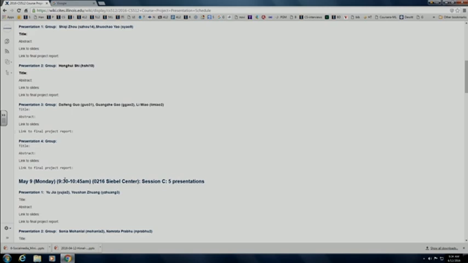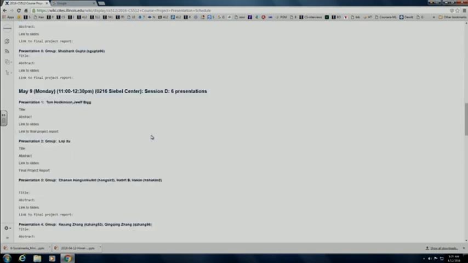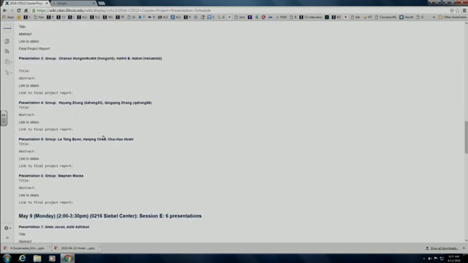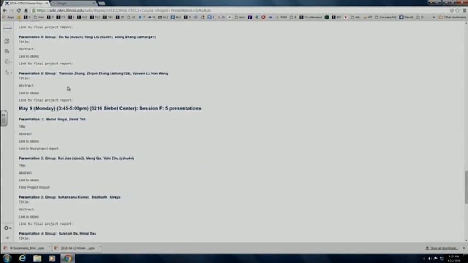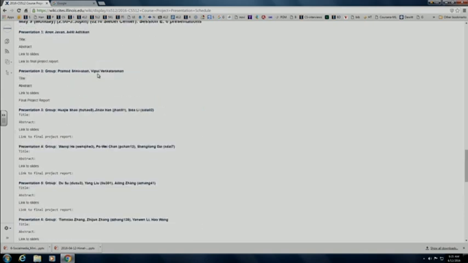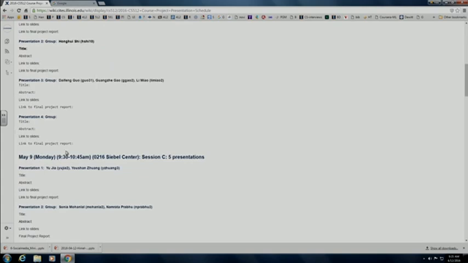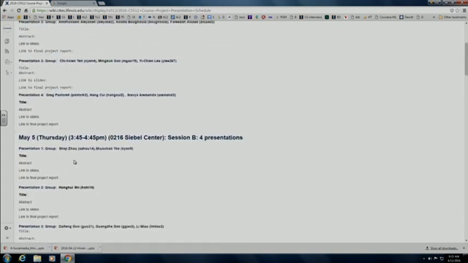So the current schedule is that May 9th is completely filled up. Every slot is taken. Actually, we have one slot with 6 presentations, just because originally we set it up this way. We can make it a little bigger, but I found that on May 5th we still have a few open slots, not filled up yet. So anybody on Monday, May 9th, who wants to move to Thursday, May 5th, is highly encouraged.